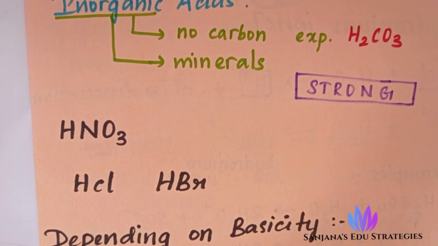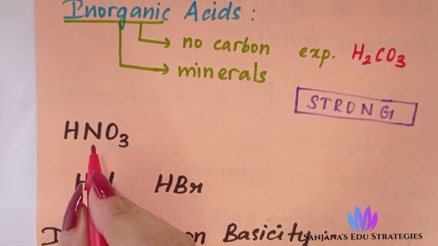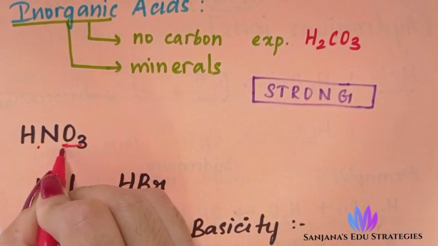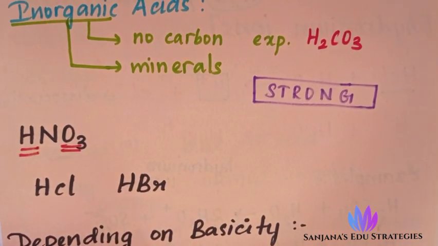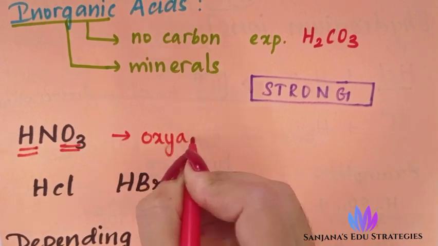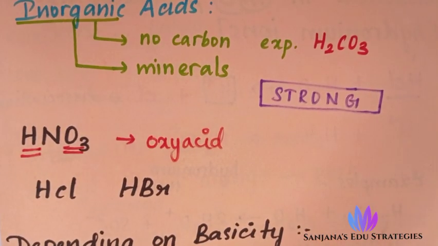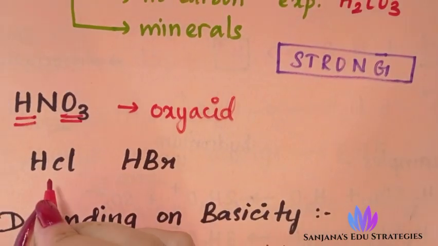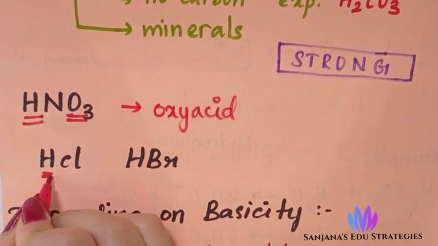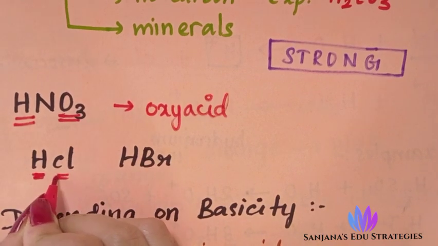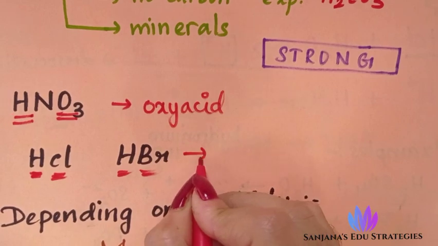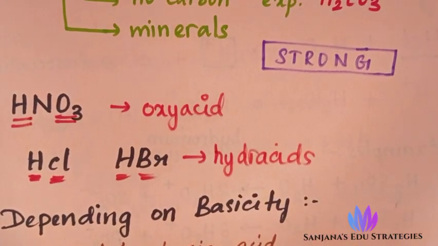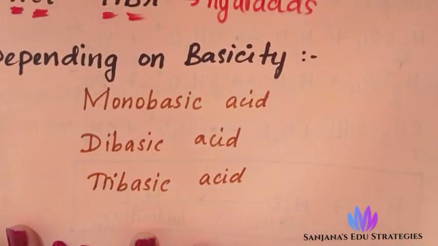Next is a simple calculation which you have to understand. You see HNO3, nitric acid. It has oxygen along with hydrogen, so it is known as oxy acid. If any acid contains oxygen along with hydrogen, it is known as oxy acid. Then you can see here it contains hydrogen with a non-metal. If there is hydrogen with a non-metal, you call it hydracids.